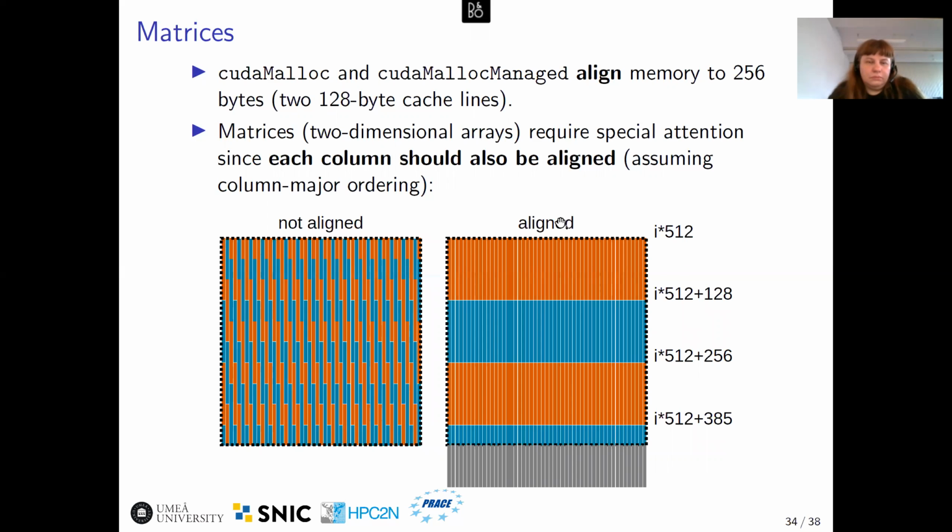Instead, you should align it, making sure that the leading dimension of the matrix is always a multiple of the cache line length. In this way, the first element in each column ends up being at the beginning of a cache line, and therefore you will get a much more optimal memory access pattern.